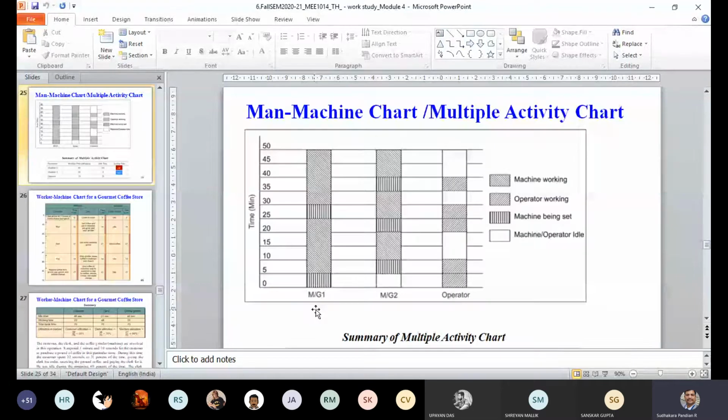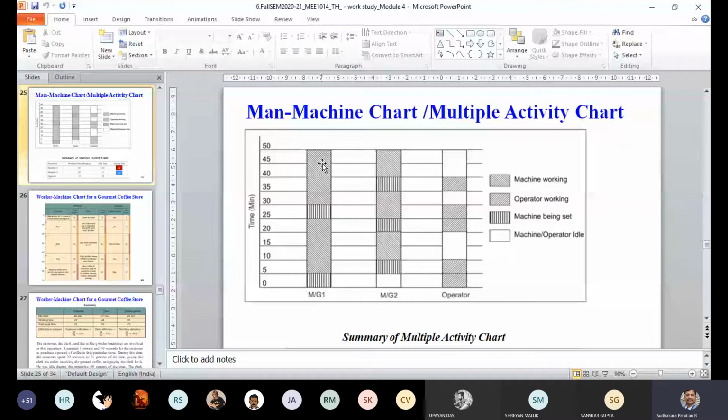You have machine 1, machine 2, and the third column is the operator. The time scale is given. Always mention the timeline, then only you will be able to mention how much time it takes. From 0 to 50 minutes, the unit is minutes here. The first machine is loading up to 5 minutes, then operation up to 25 minutes, then loading for the next part, then up to 50 minutes it is doing some activity.